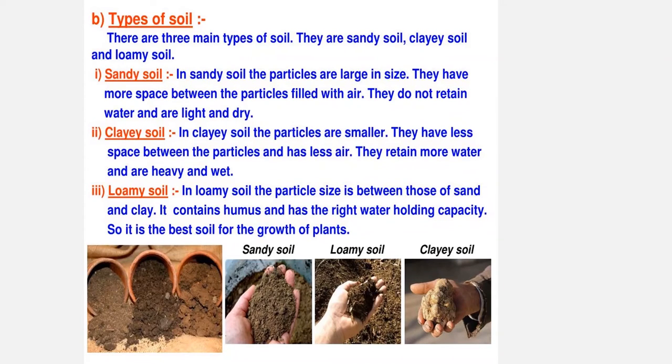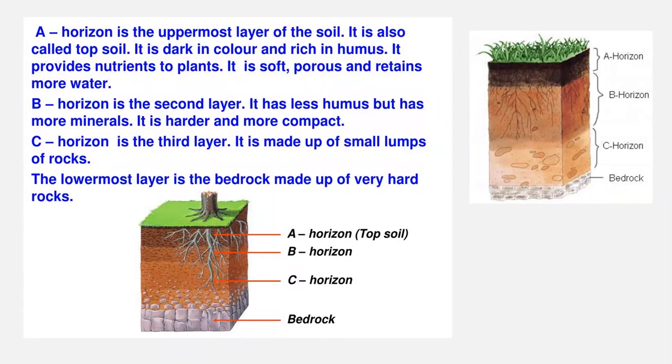This is from the previous video; you just recollect these points. In the first picture there are three parts: sandy soil, loamy soil and clayey soil, which that person is holding in his hand. I hope you understand. The next one is layers of soil, the soil profile: A horizon, B horizon and C horizon. This is in detail.